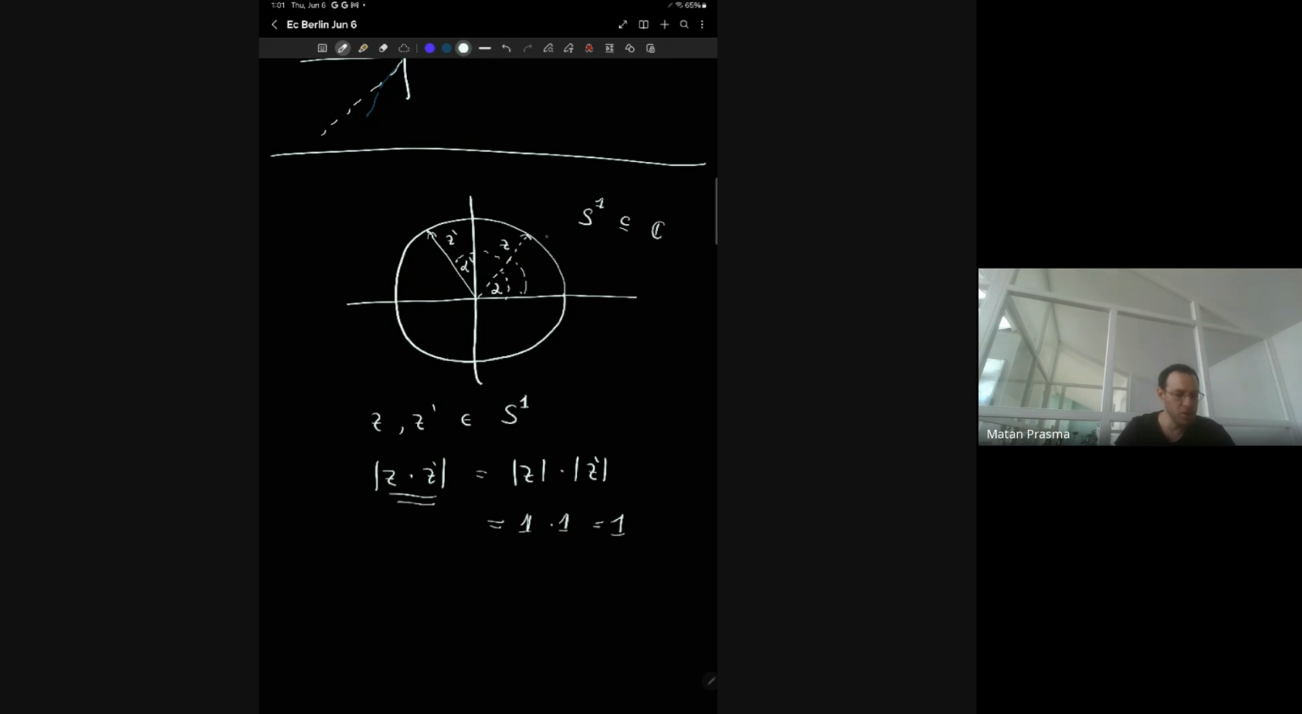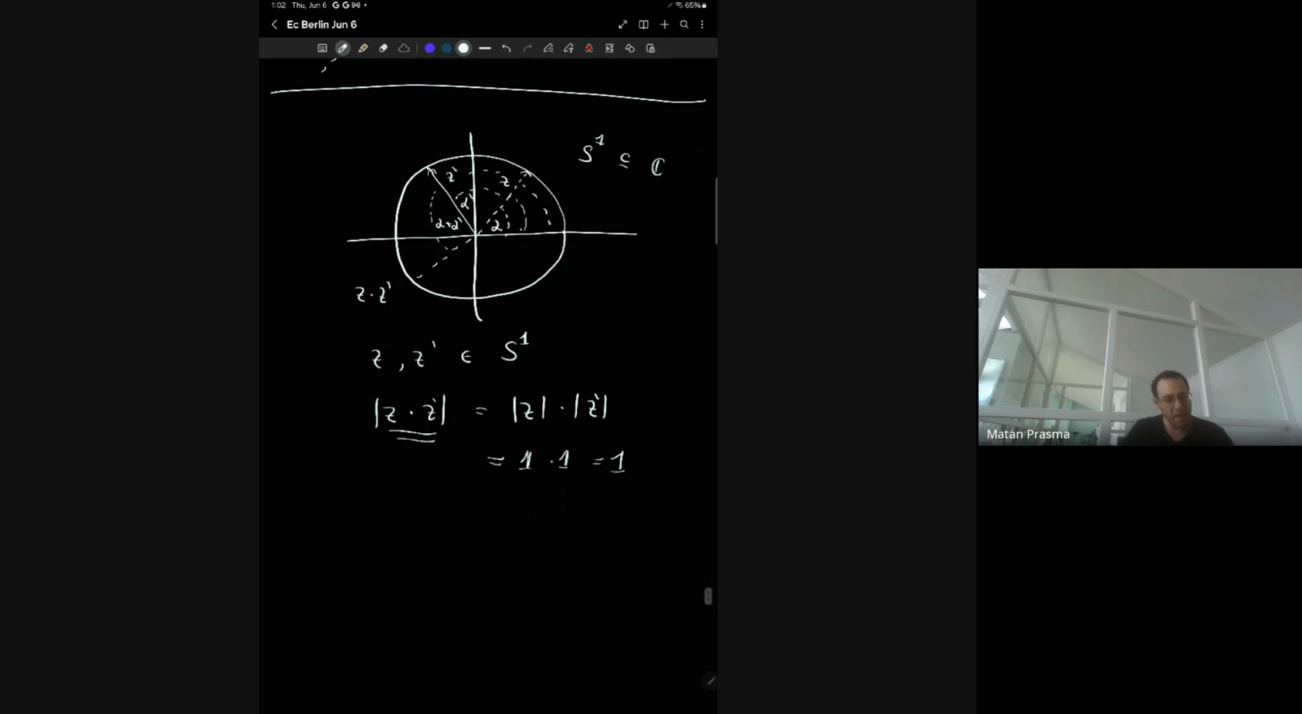And the multiplication of Z and Z prime is simply adding these two angles. So this is Z times Z prime. The resulting angle is alpha plus alpha prime. And so you see, this group is written multiplicatively, but what is really going on is addition of angles.